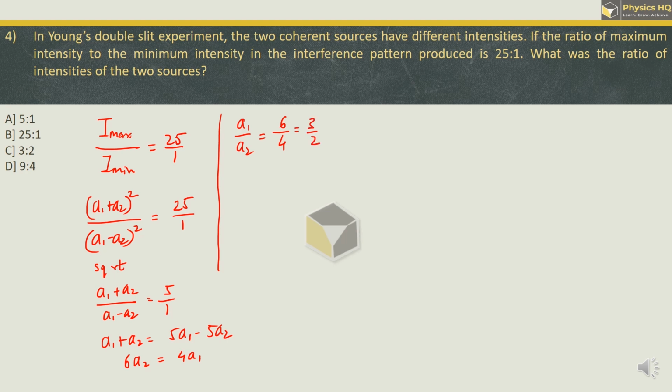Now we are asked to find the ratio of intensities. So the intensity of the first source to the intensity of the second source will be equal to the square of the amplitudes, so A1^2 upon A2^2. So this will be equal to (3/2)^2, which is nothing but 9/4. So the correct option is option D. Hope you all understood this. Let us check out the next MCQ.